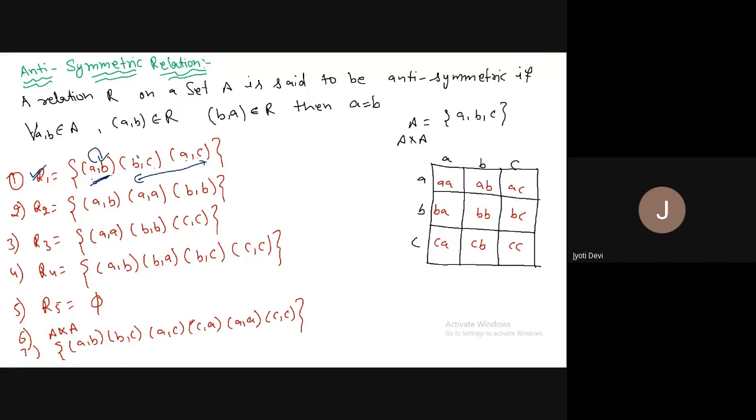BC is present. If BC is present, then we start looking for CB. Is CB present? No, CB is not present. If AC is present, then we check whether CA is present. Okay, no opposite pair is present here. That's why we can say that it is antisymmetric. Okay, so the relation 5 is also antisymmetric. Please keep in mind.